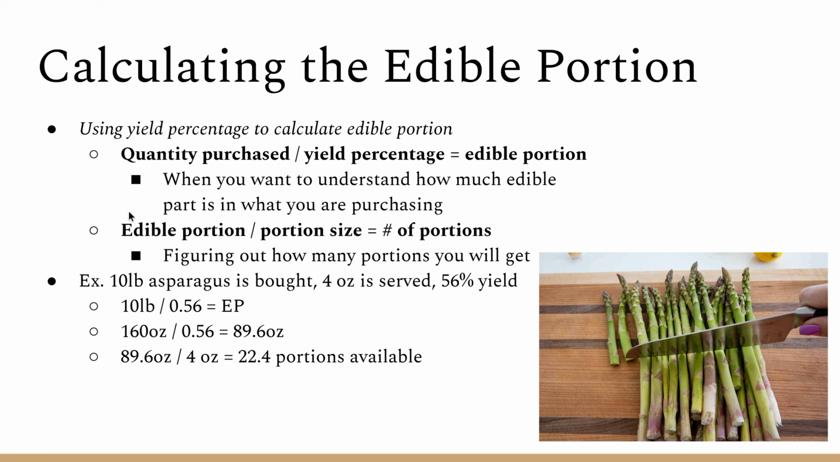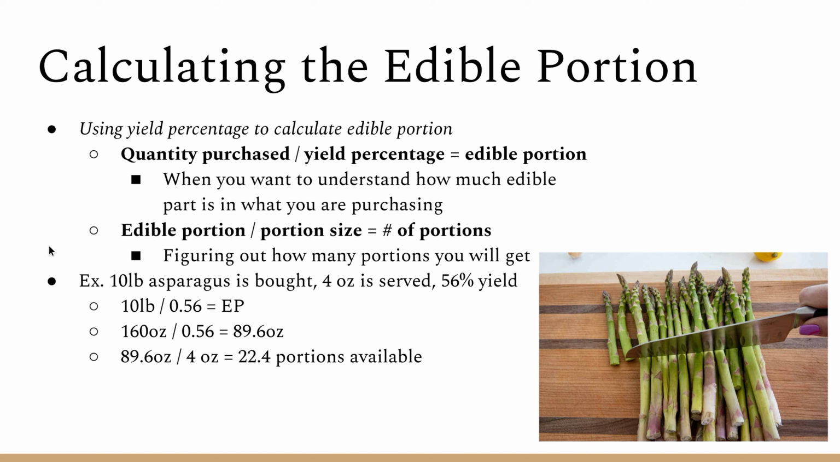Speaking of edible portions, if you were unable to do the trimming yourself and you're just working on a known yield percentage, you can easily calculate your expected edible portion from that. You take the quantity purchased divided by the yield percentage, and that gives you an edible portion weight. And if you needed to figure out a number of portions that you could get determined by a specific size of portions, you would take edible portion divided by portion size, and that gets you a number of portions.